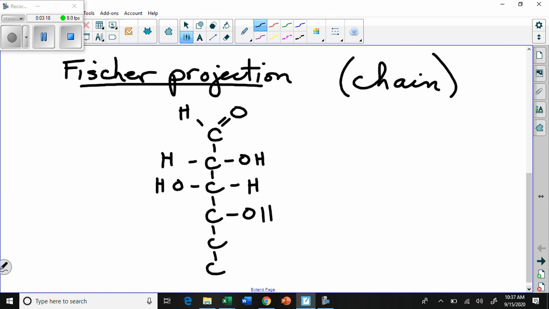The problem, of course, is that what we can't see in this projection is the in and out of the board directions. And so we're drawing these things as if they're flat, but these H's and OH's are actually pointing in and out of the board slightly, if you think about the 3D way that carbon bonds. On the bottom, we'll do a shortcut, CH2OH, which means that carbon has 2 H's and an OH group also stuck to it. So there is a picture of glucose in the Fischer projection.